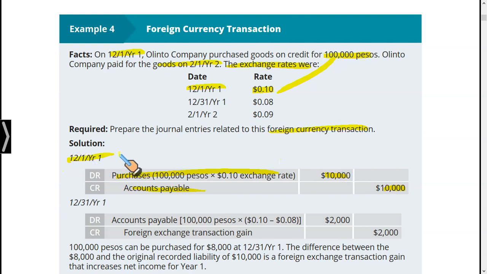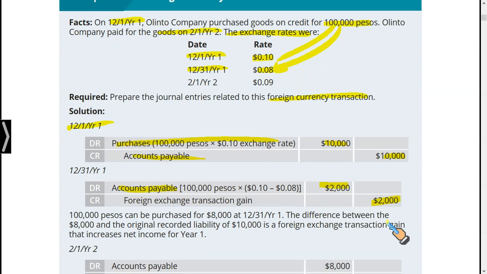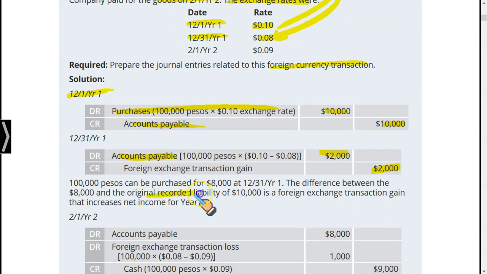Then what happened on the balance sheet date? The exchange rate varies. Now this same liability recorded for $10,000 is now worth only $8,000, 100,000 pesos times 0.08. So this clearly shows that your liability that was reported at 10, now it has value of only 8. So you need to reduce your liabilities. You're then going to debit your accounts payable and credit the foreign exchange transaction gain. That goes to the income statement. So this difference between the original recorded liability and the value of liability at the balance sheet rate goes to your net income.